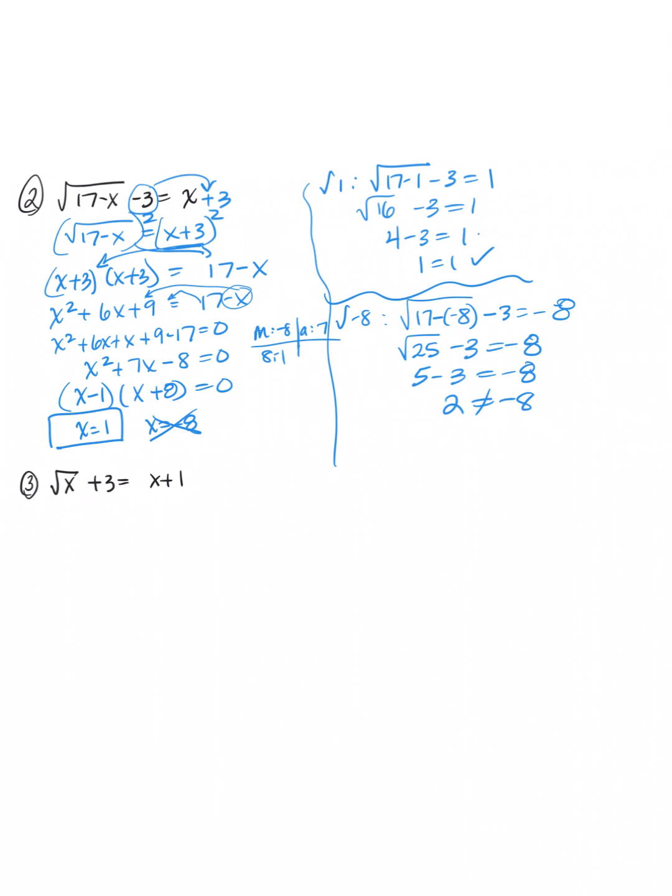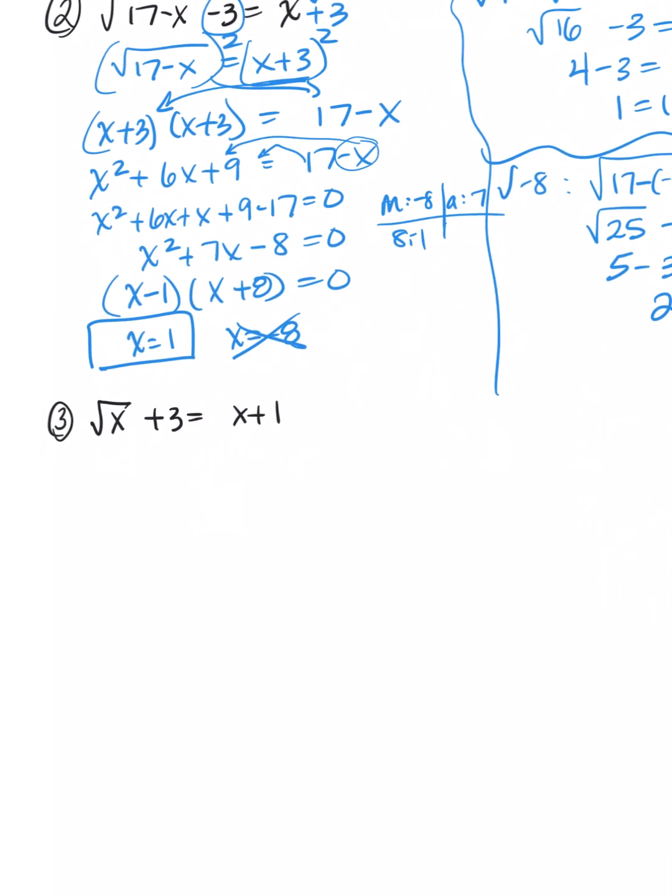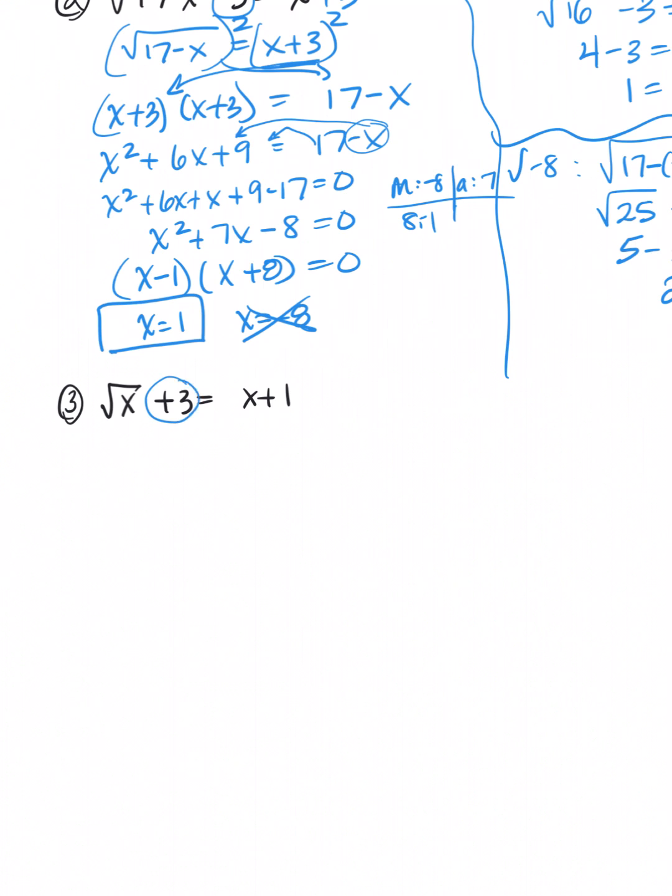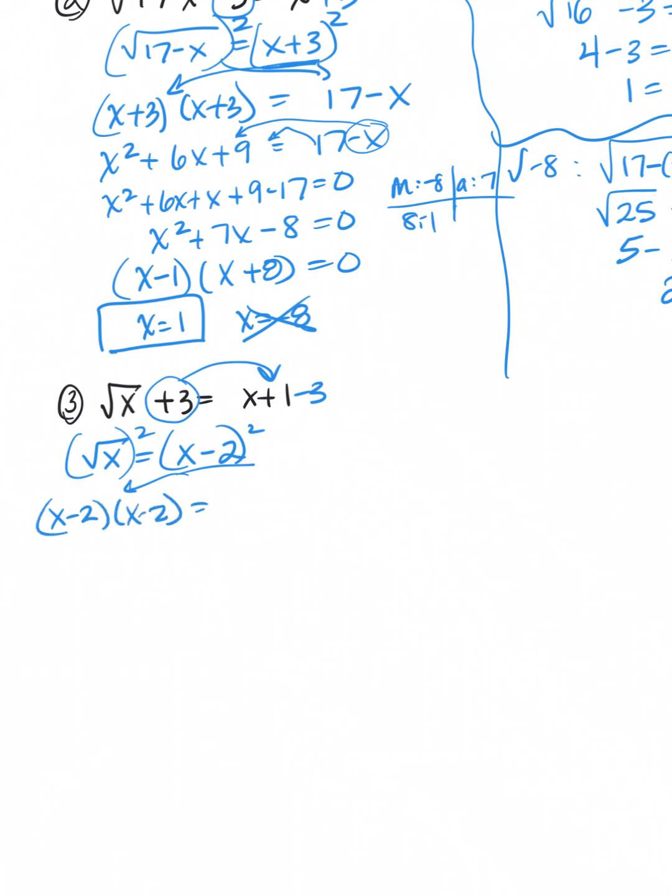Now, number 3. All right, we got to isolate the square root first, right? Well, that means I need to get this plus 3 moved over to the left. So I'm going to subtract 3. So I'll have the square root of x equals x minus 2. Now we're going to square both sides. Again, look, we're going to have to FOIL this, so I'm going to move it to the left. So I have x minus 2 times x minus 2 equals, on the right, when I square the square root, the x pops out. When I FOIL, I'll have x squared minus 4x plus 4 equals x.